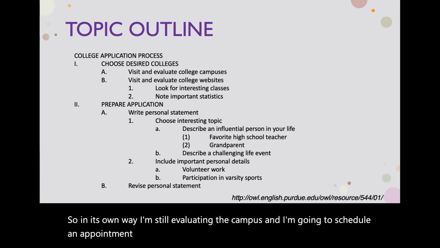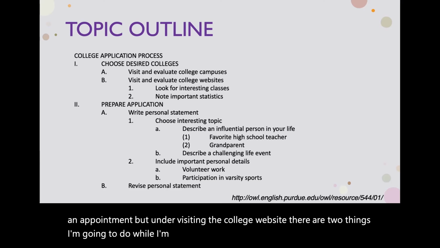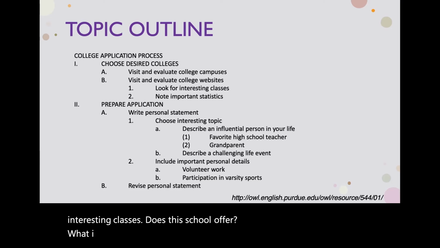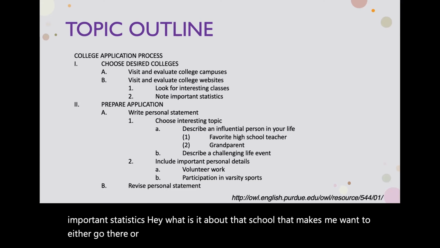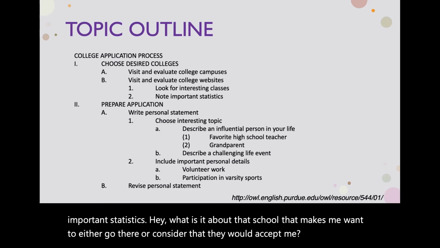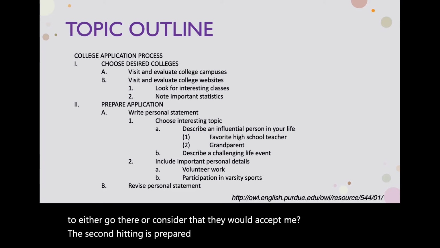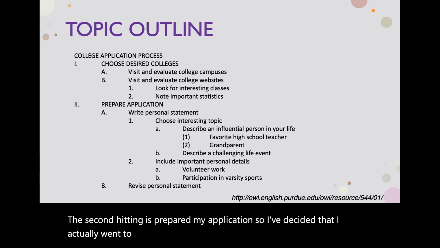But under visiting the college website, there are two things I'm going to do while I'm there. The first one is look for interesting classes. Does this school offer what I desire? That's why it's a desired college. Two, I'm going to note important statistics. Hey, what is it about that school that makes me want to either go there or consider that they would accept me? The second heading is prepare my application. So I've decided that I actually want to apply to that school because this is about the topic of college application process.